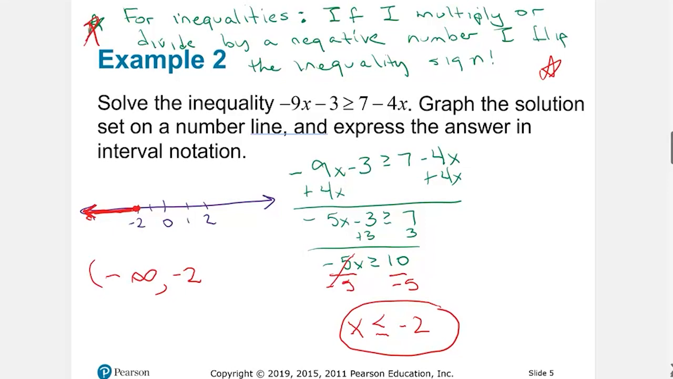Now, negative 2 here, it says less than or equal, which means I have to include negative 2 because it can equal negative 2, which means I need a closed bracket. If it was just x is less than negative 2, then that would be a parenthesis. So that's basically how we solve these problems.